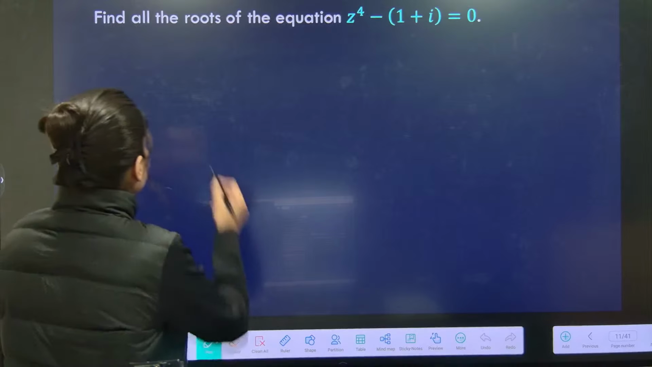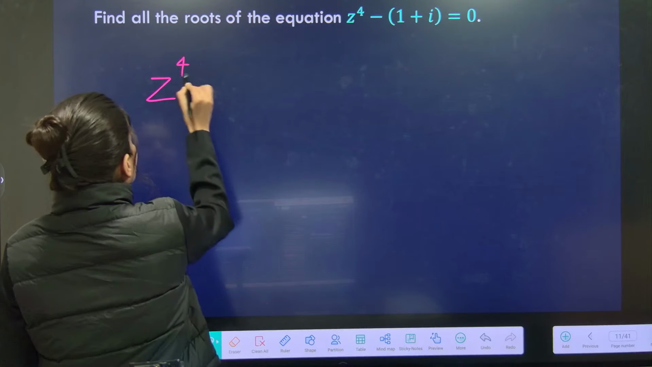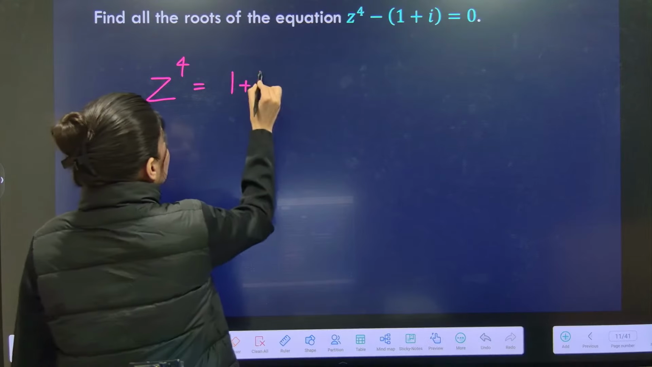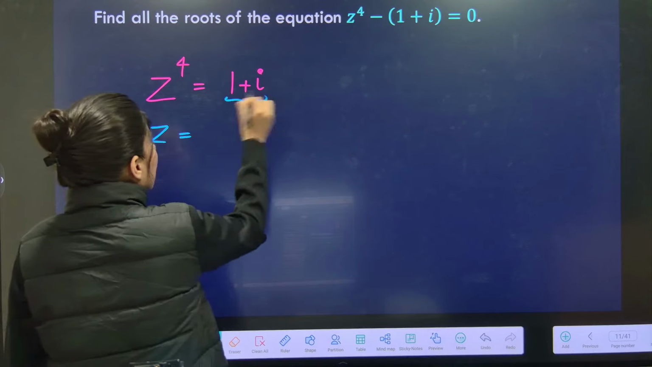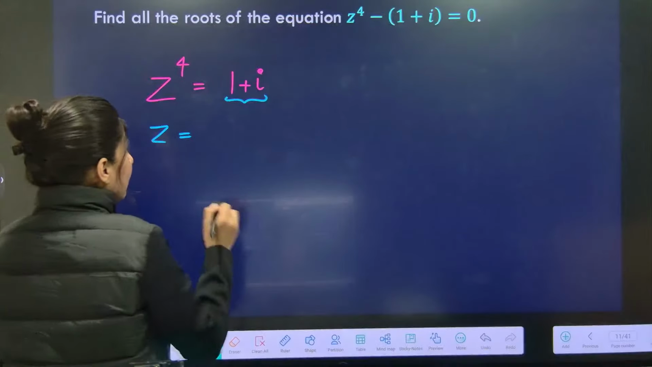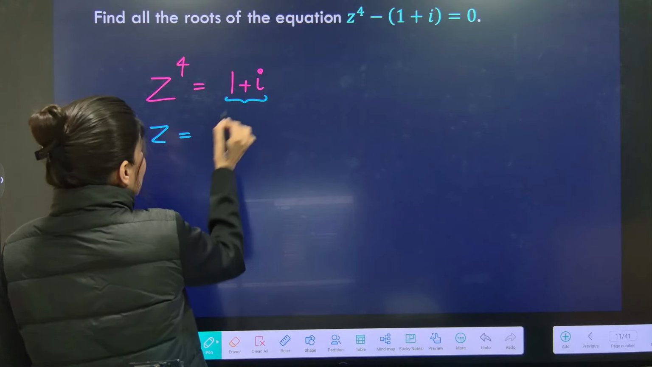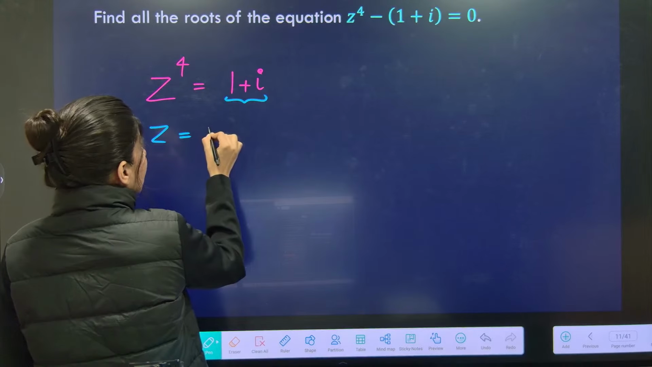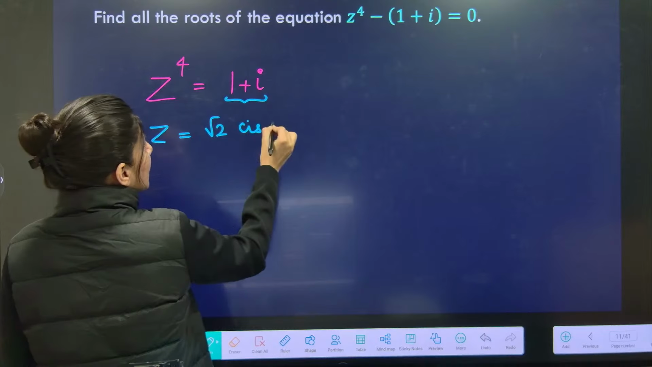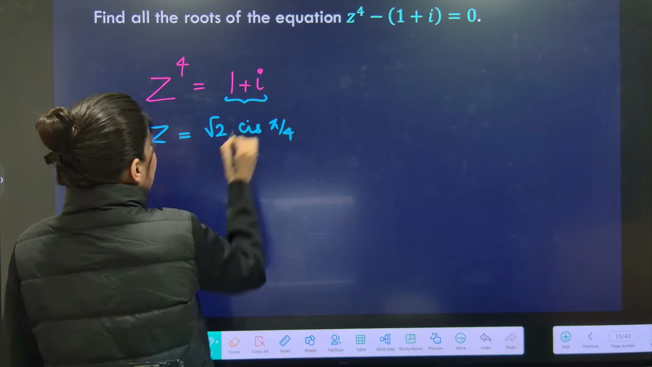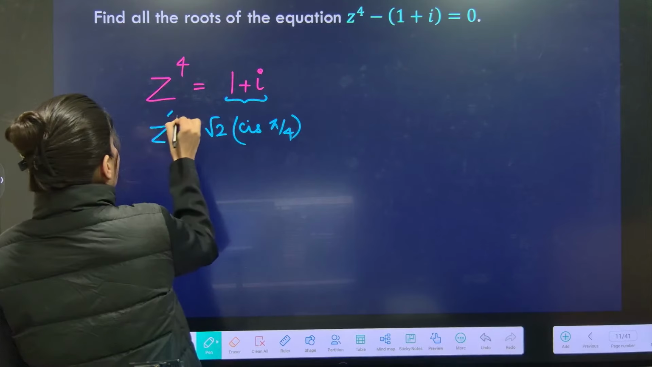Alright. z power 4 is equal to 1 plus iota. Okay, all you have to do is go step by step. 1 plus iota, in Euler's form, or polar form, r cis theta. r is root 2 and theta is pi by 4. Okay, so this is how it is, and power 4 is there.